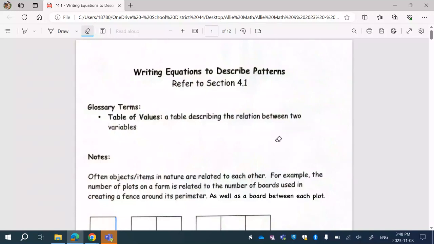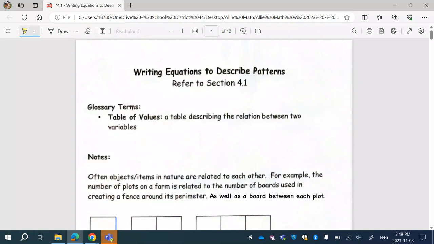Here we are, 4.1. Chapter 4 is about linear relations, which typically show a relationship between two variables, and these relations can be shown as a line on a graph. So for the first part, we're going to be looking at writing equations to describe these patterns.